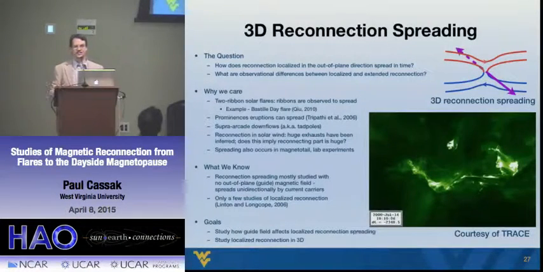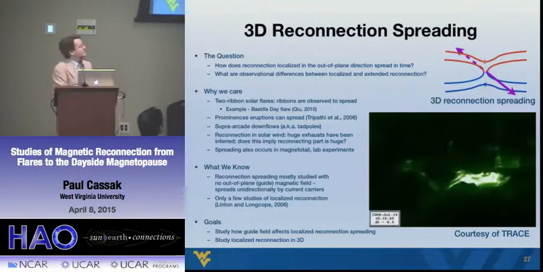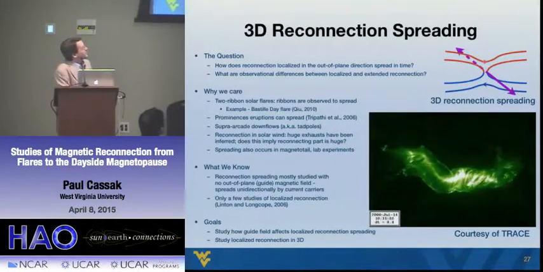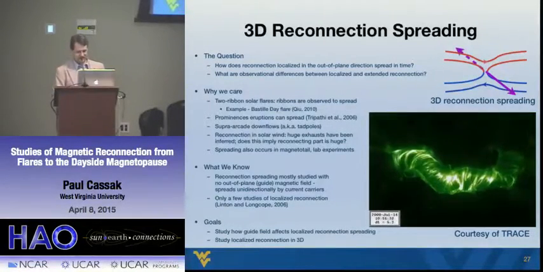And it turns out there's a lot of really neat applications for where this comes up. So here is an image of the Bastille Day flare. You can see some of the ribbons. This is a two-ribbon flare, so you can see the ribbons to the top and bottom. And as I animate it, you'll see the other ribbon come up here and a little bit over here.